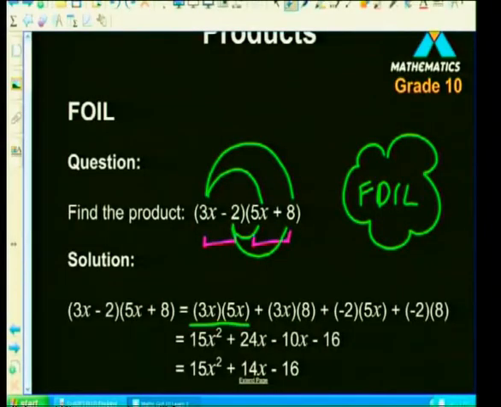Right, here we go. 3x times 5x, that's our firsts. 3x times 8, that's our outers. Minus 2 times 5x, that's our inners. And minus 2 times 8, that's our lasts. Now, I don't need to talk you through the actual multiplication of those 4 terms, and I know that you will gather like terms and add them to get your final answer. So far, so good. FOIL, 2 binomials multiplied together, firsts, outers, inners, lasts.